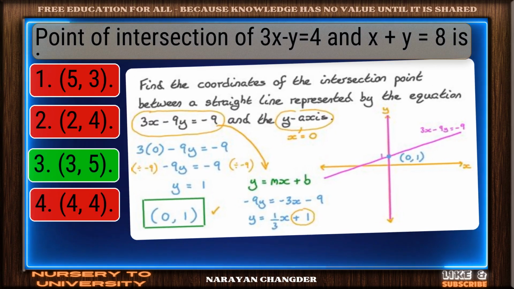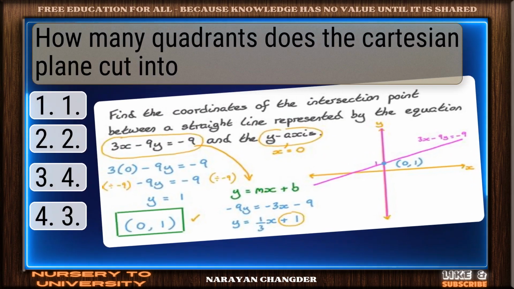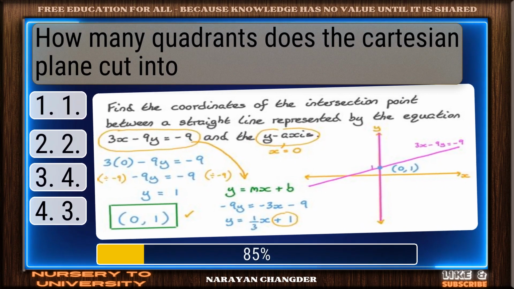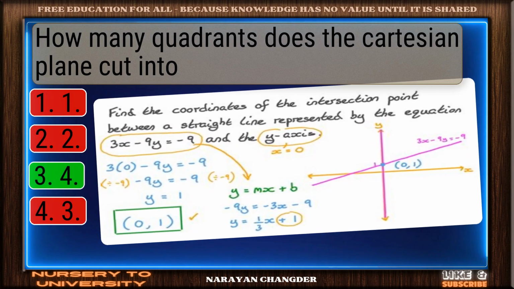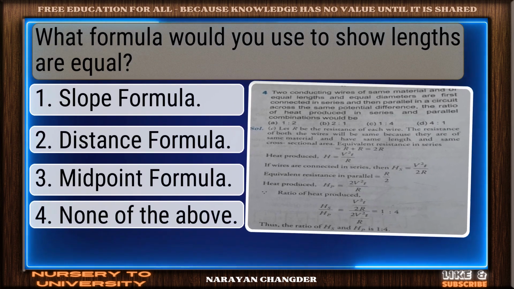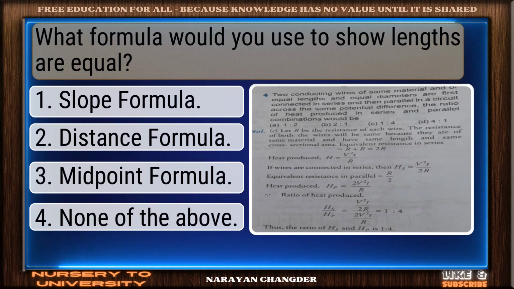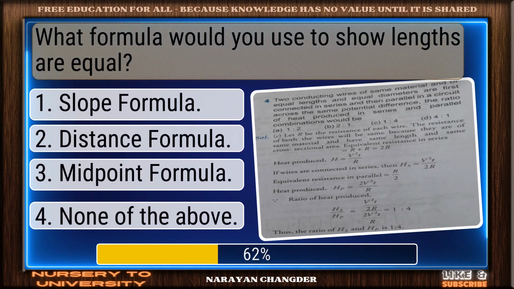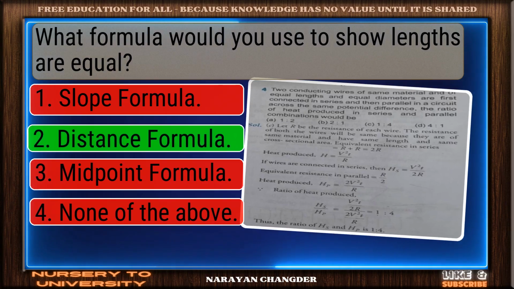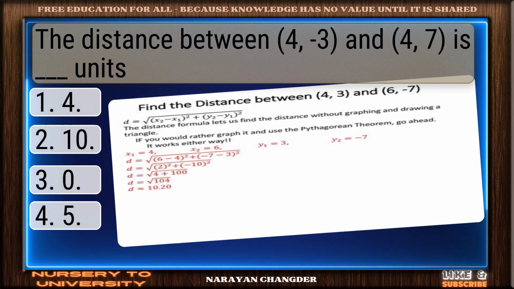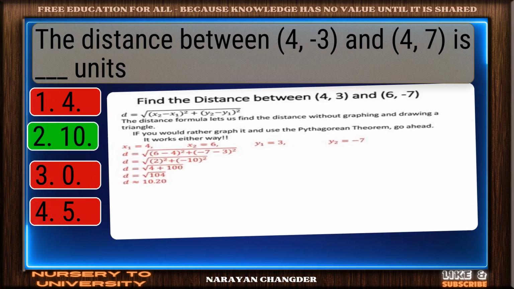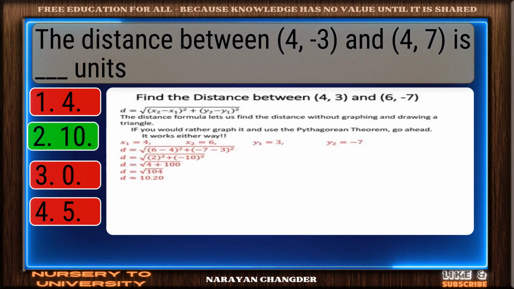Strong choice is right. How many quadrants does the Cartesian plane cut into? Correct response. 4 is accurate. What formula would you use to show lengths are equal? Right choice. Distance formula is best. The distance between the points is dash units. Solid response. 10 is valid.